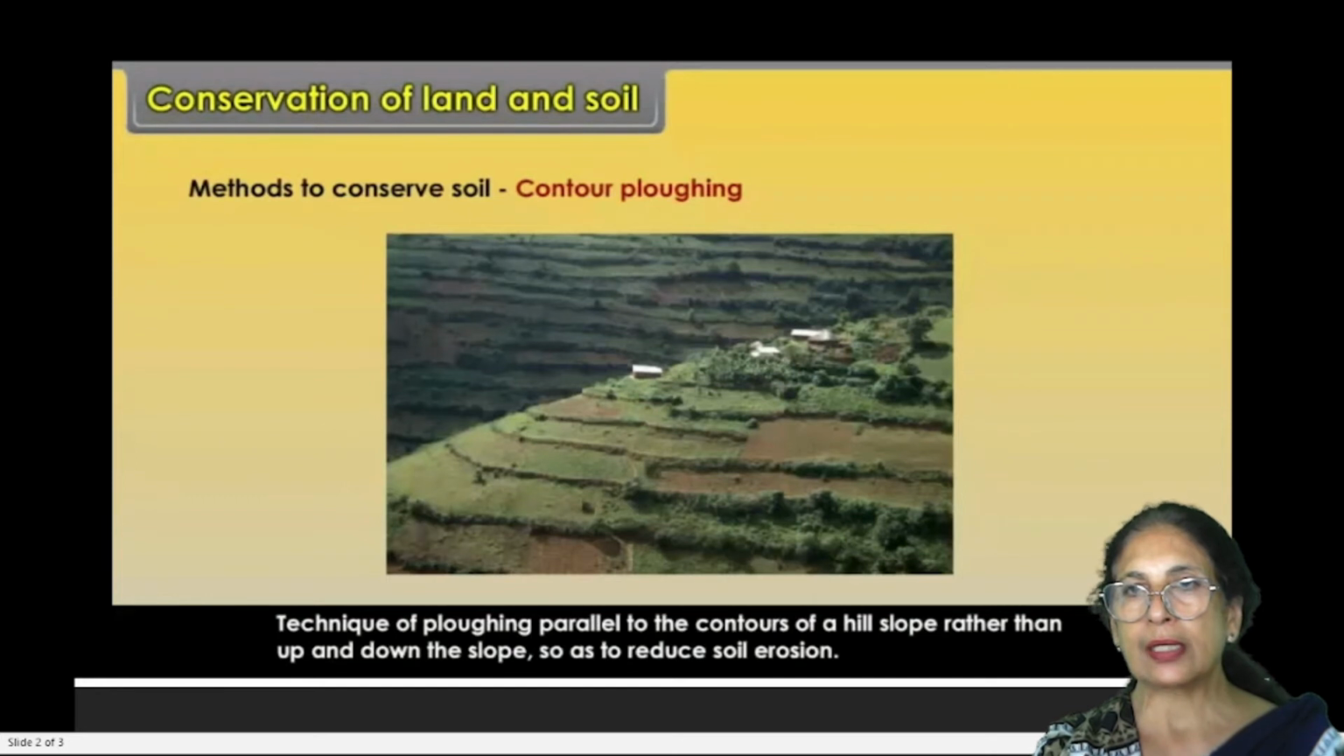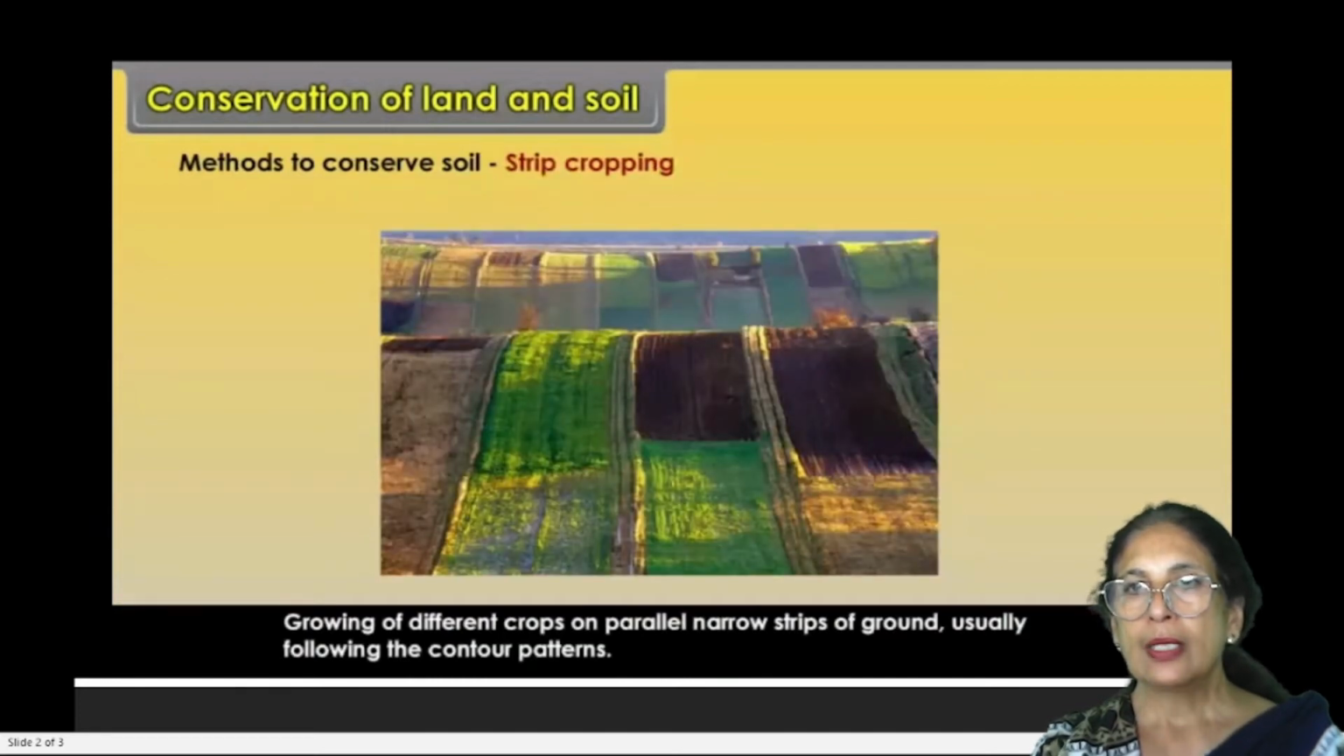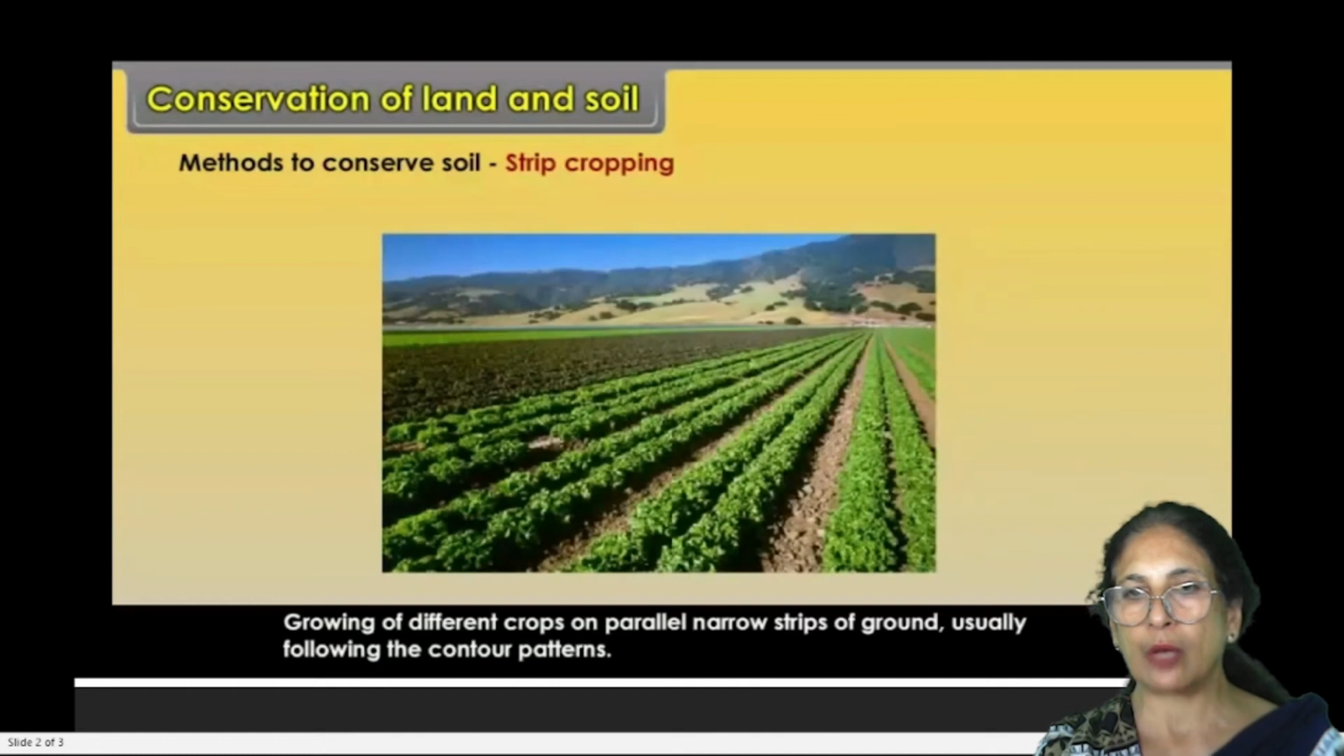Methods to conserve soil, that is contour plowing. It is the technique of plowing parallel to the contours of a hill slope rather than up and down the slope, so as to reduce soil erosion. Strip cropping. Growing of different crops on parallel narrow strips of ground, usually following the contour patterns.